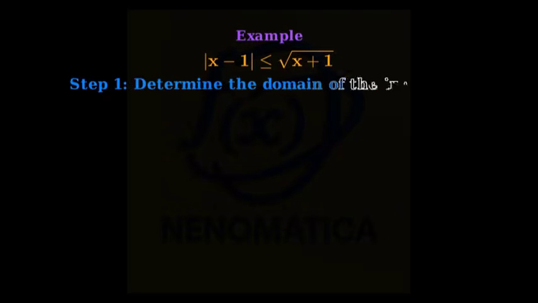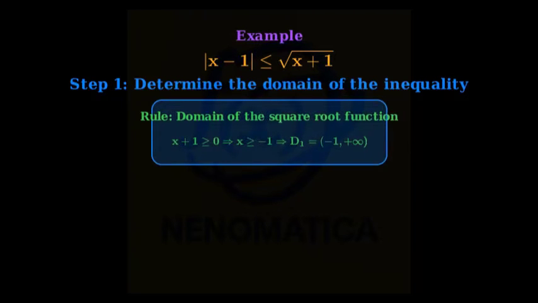Step 1. Determine the domain of the square root. The radicand must be non-negative. This yields x plus 1 greater than or equal to 0. So x is greater than or equal to negative 1. We denote this domain as D1 equals the open interval from negative 1 to plus infinity.